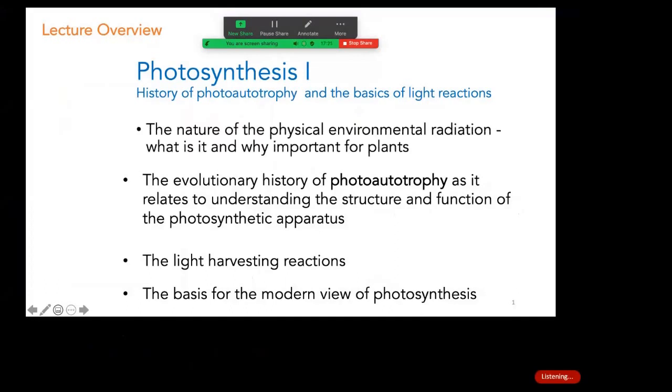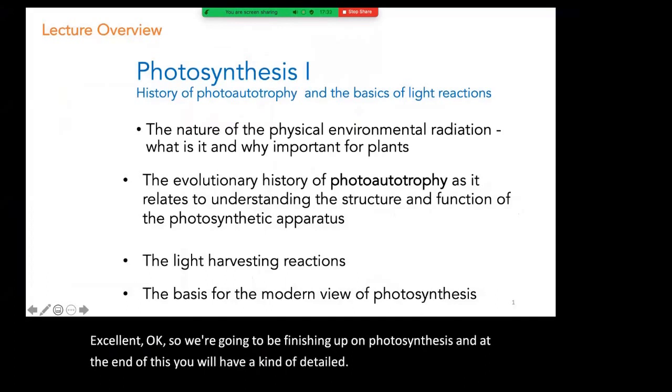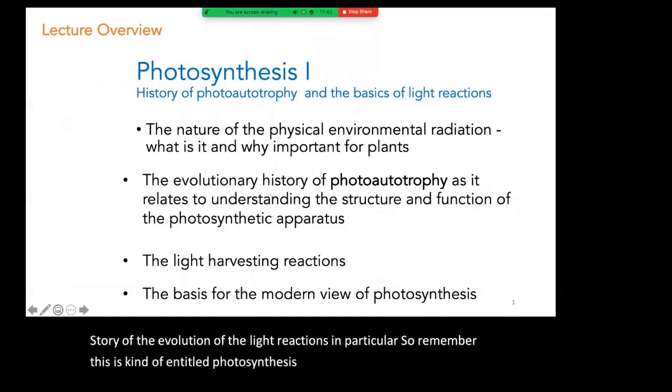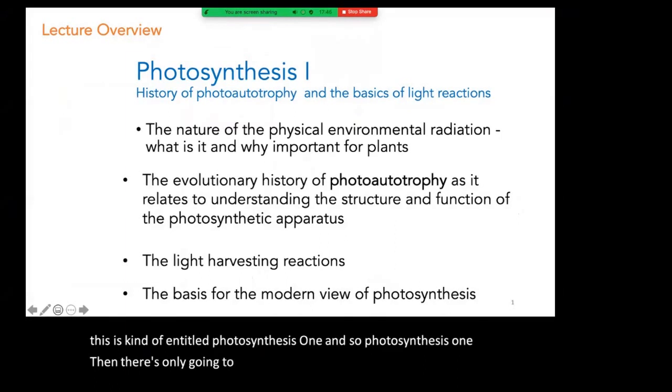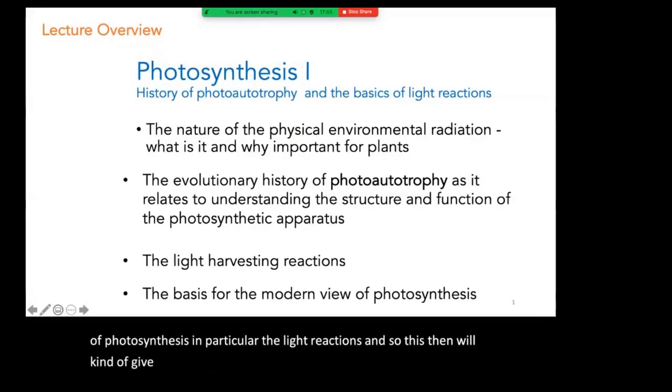Excellent. Okay. So we're going to be finishing up on photosynthesis. And at the end of this, you will have a detailed story of the evolution of the light reactions in particular. So remember, this is entitled Photosynthesis I. And so Photosynthesis I is only going to be representing the first component of photosynthesis, in particular the light reactions.